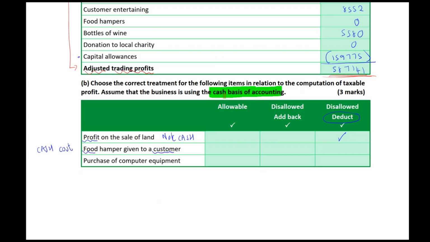So it's still going to be added back. It's going to be disallowed. It's an expense that we are saying shouldn't be there. You've made the profit lower because you've paid for these food hampers, but we're not going to allow you to have those, so add them back again.